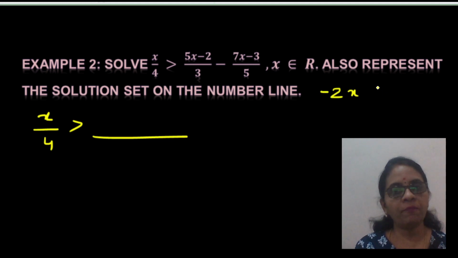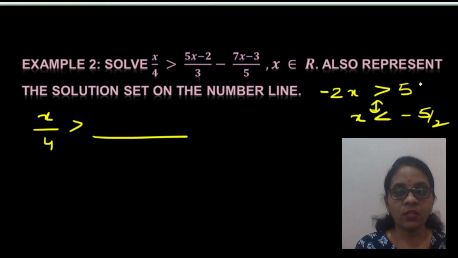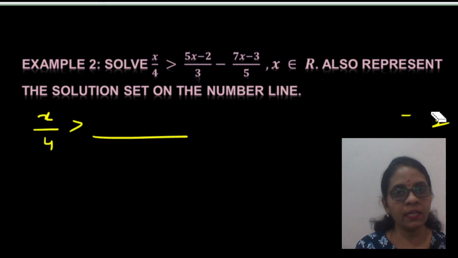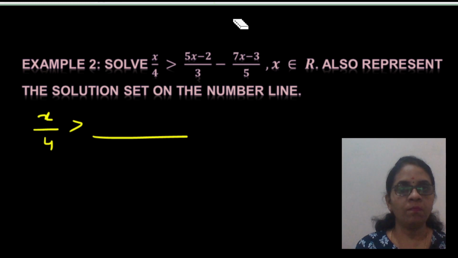I am writing the rule first. If you have minus 2x is greater than 5 and you are transposing this minus 2 to the other side, it becomes x less than minus 5 by 2. The sign of the inequality changes. Just be a little careful here. Rest all rules are the same as solving an equation. So solving an inequation and solving an equation, both the rules are the same. Only thing is you have to be careful about this rule that I have just mentioned.